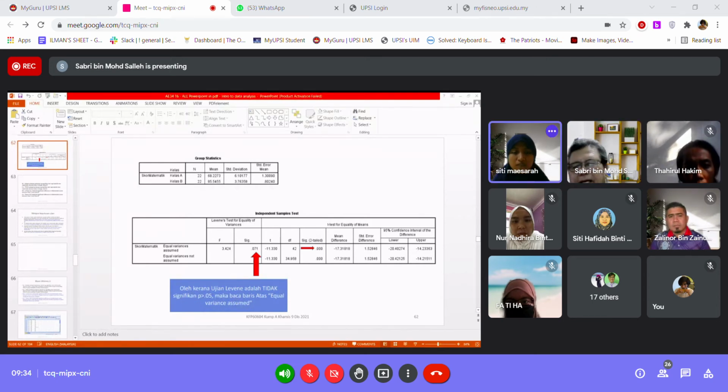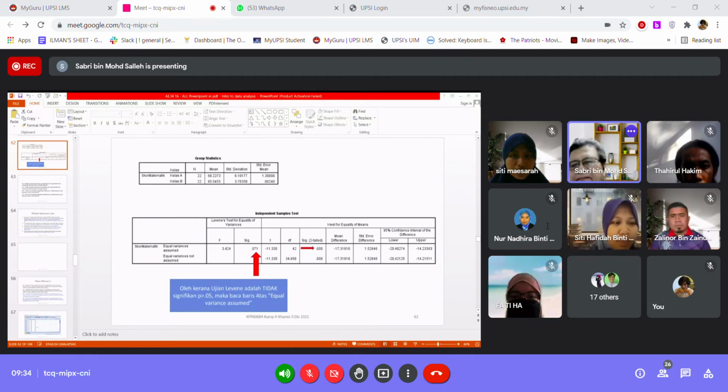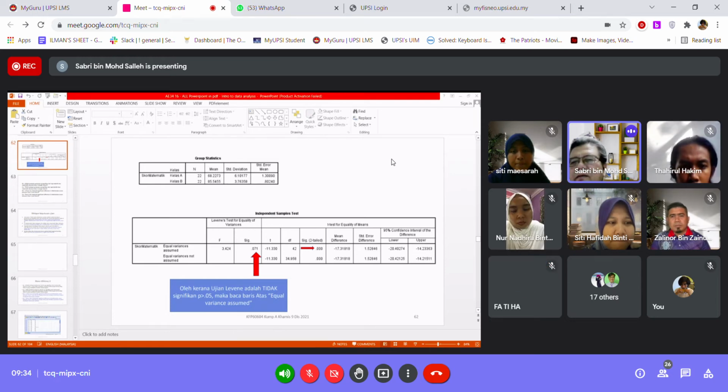Ujian ini memang total, tak ada one tail, okay? Pasal kita guna non-directional. Kenapa ada atas bawah? Ingat kan? Bila kita buat independent test, berapa set data yang terlibat? Ujian T melihat perbezaan apa? Berapa set data? Dua kumpulan data.